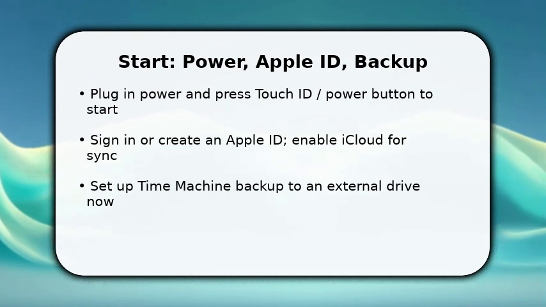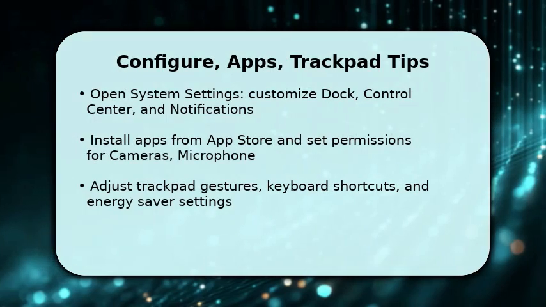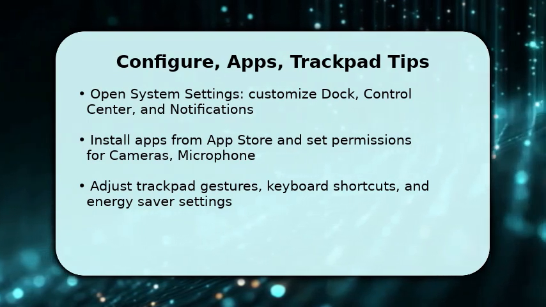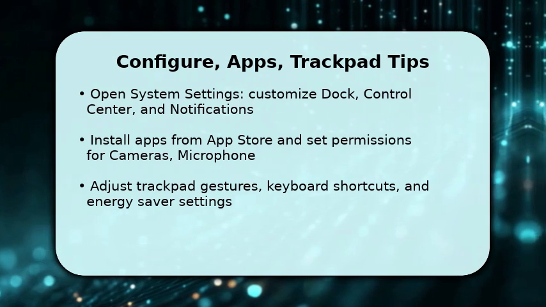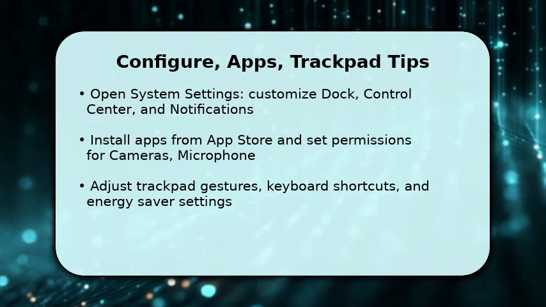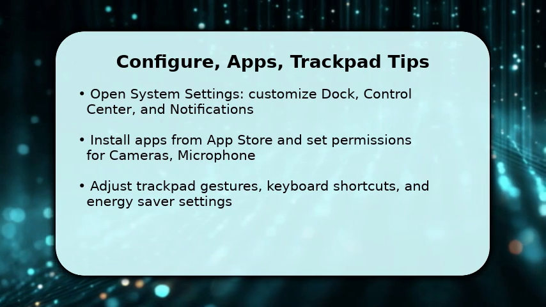Next, dive into System Settings to tailor the Dock, Control Center, and notification behavior so the interface works for you. Changing these reduces friction. Install essential apps from the App Store and grant permissions for camera, mic, and location when prompted. This keeps privacy tight while enabling functionality.